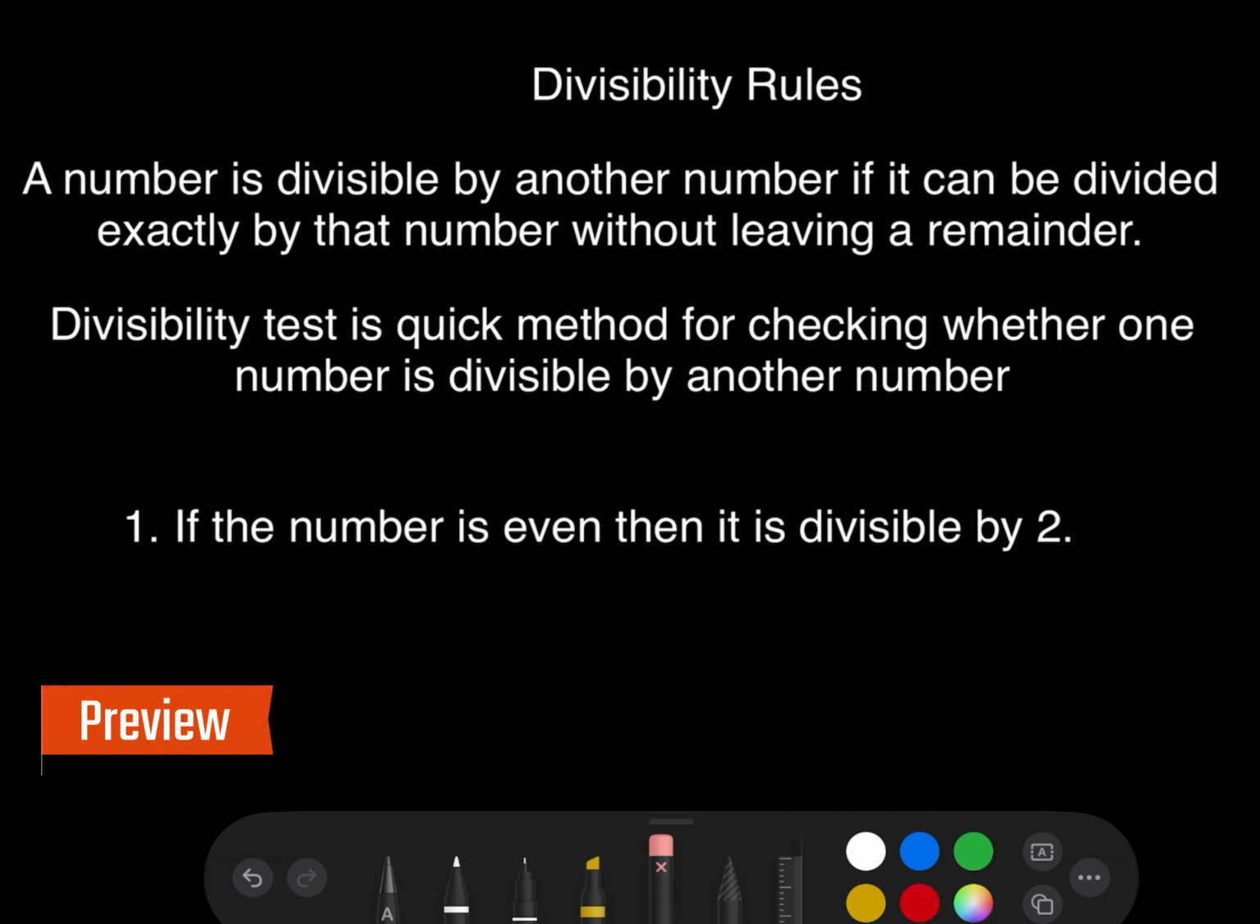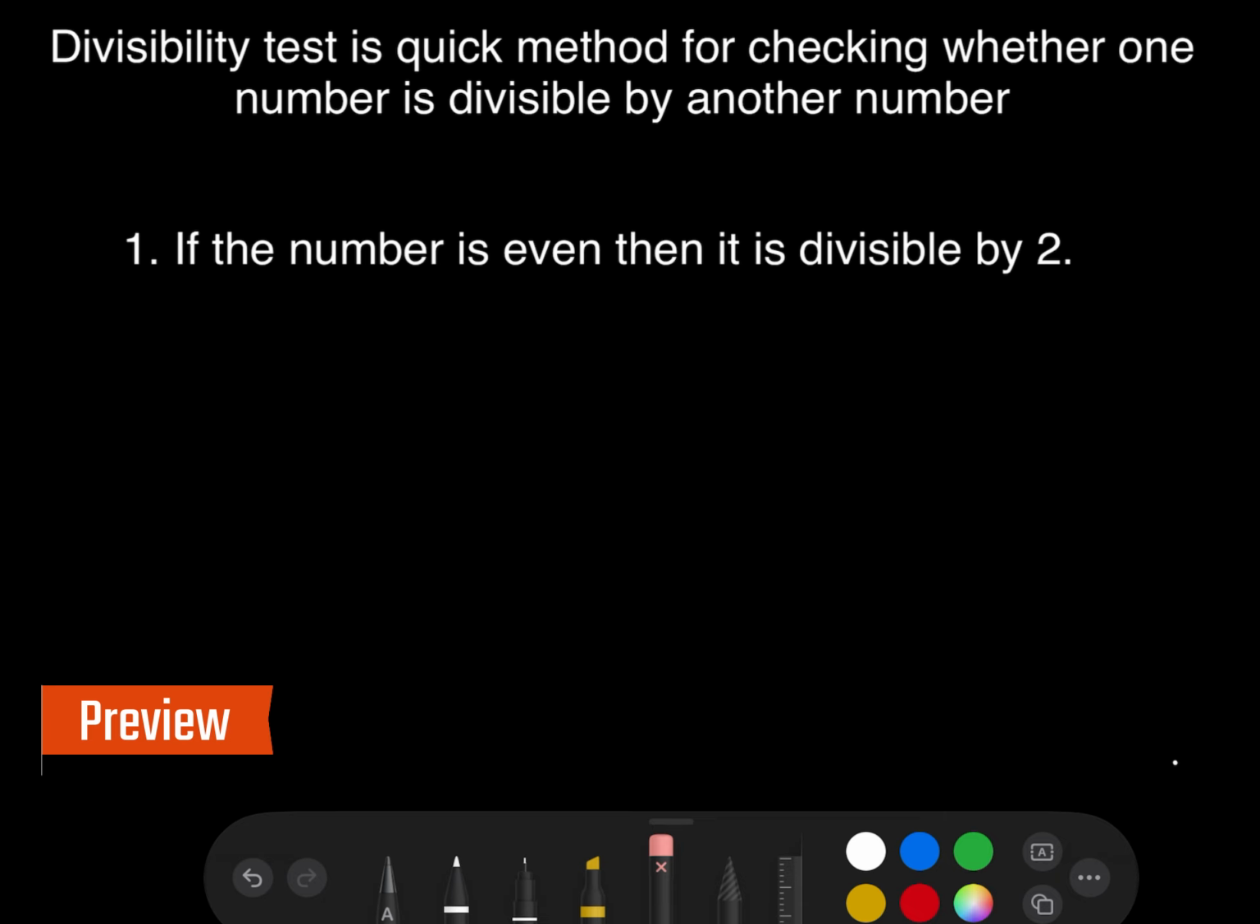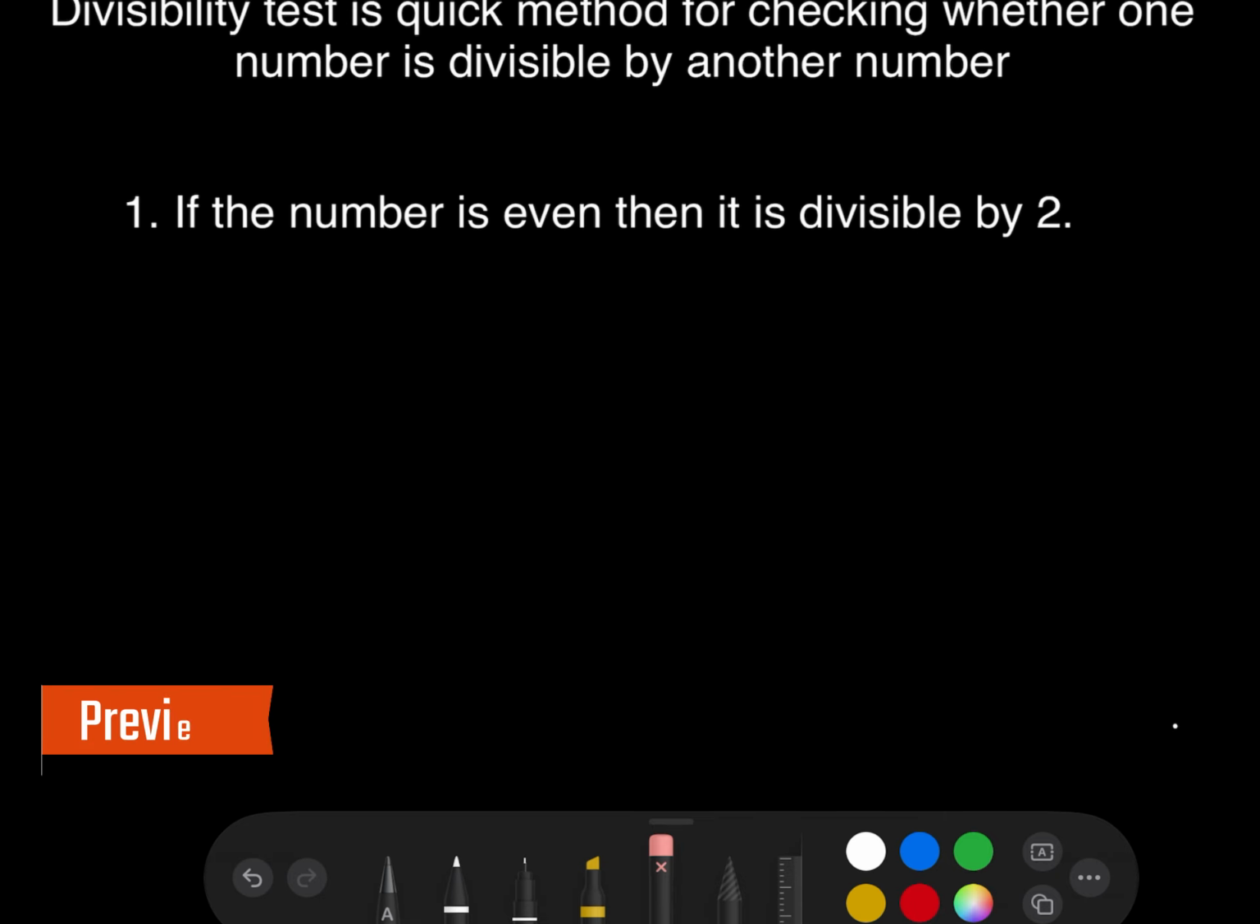Hi guys, for today's video, our lesson is all about divisibility rules. A number is divisible by another number if it can be divided exactly by that number without leaving a remainder. Divisibility rules are a quick method for checking whether one number is divisible by another number. So let's jump into the first rule.